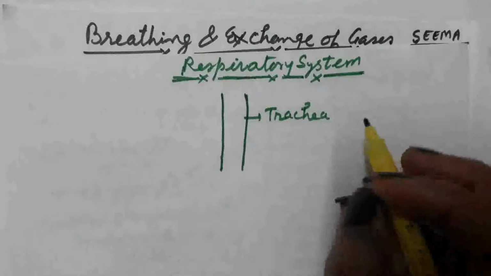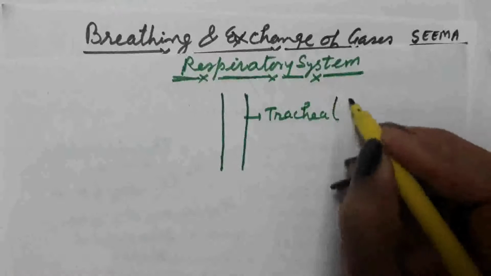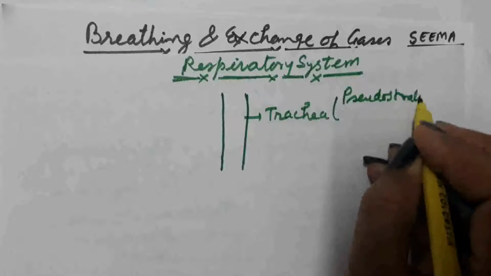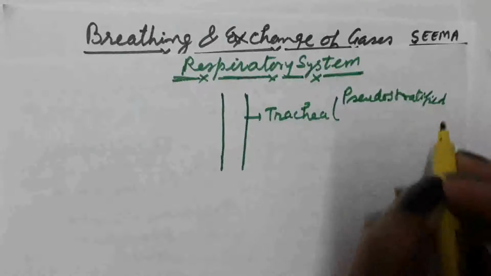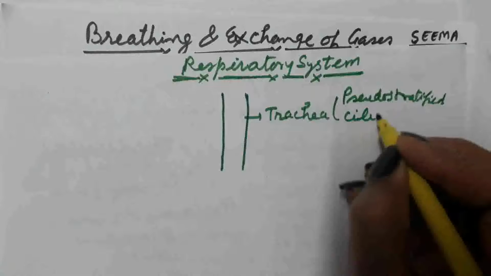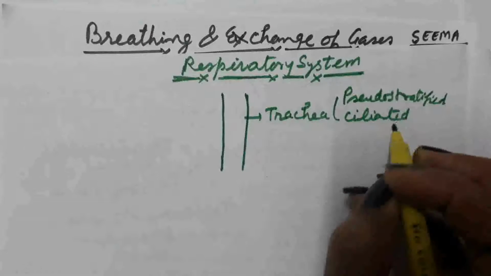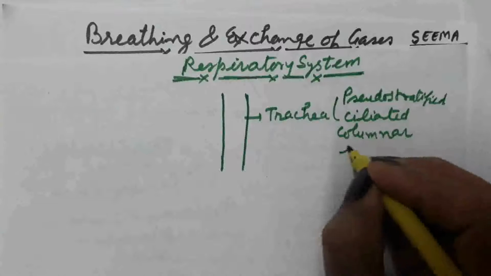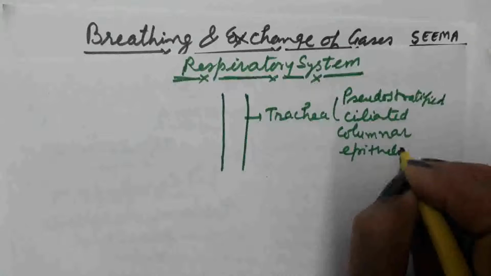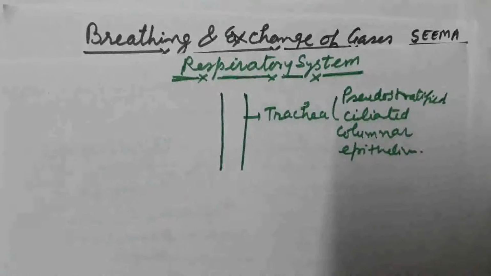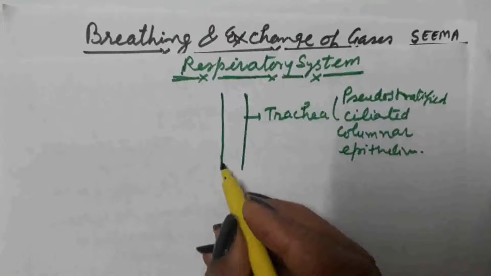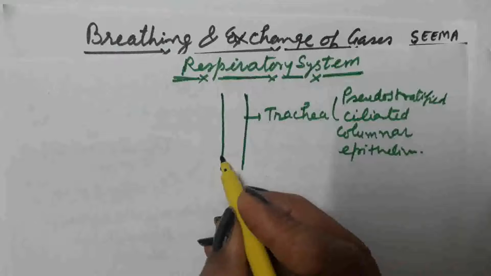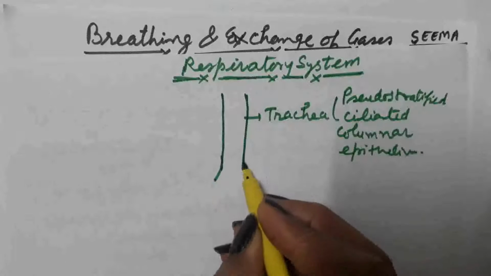It is lined by pseudo-stratified ciliated columnar epithelium. When the trachea enters into the chest cavity, it divides into two branches.